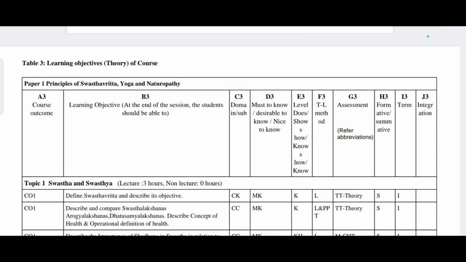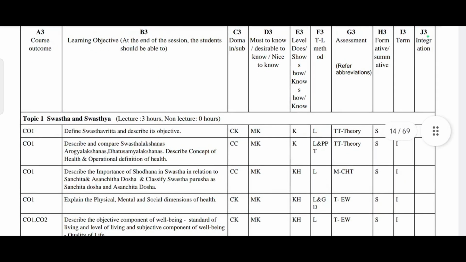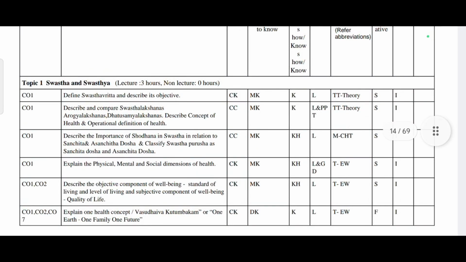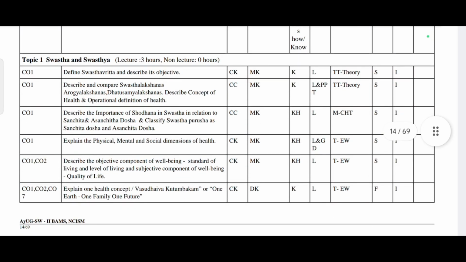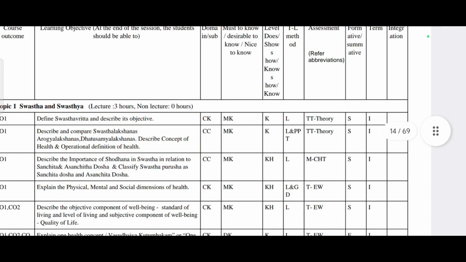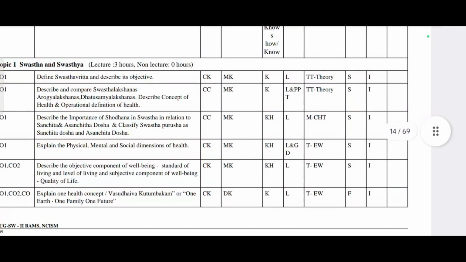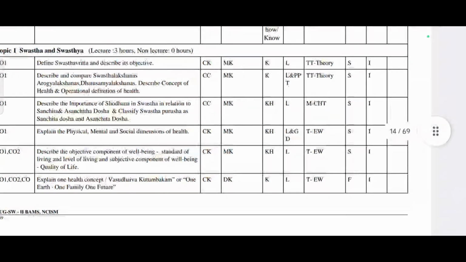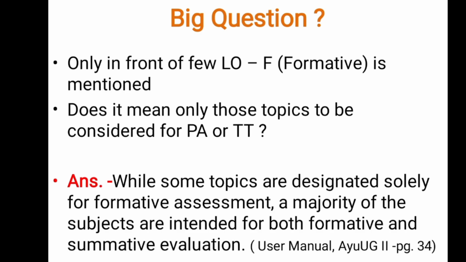To understand this, we have come to the Swastavritta syllabus copy. You can see here topic 1 Swastavritta, that is Swastha and Swasthya, which has 3 lectures. No non-lecture is advised. There are 6 learning objectives. Assessment: TT theory, M, chart, T, EW, etc. Apart from this, there is one more question.